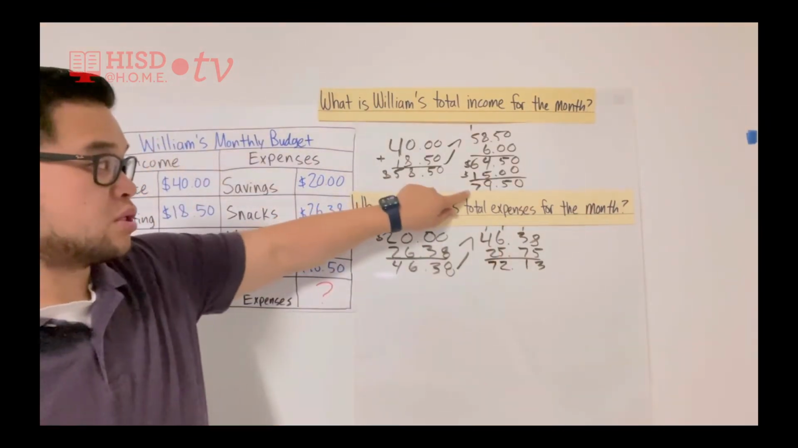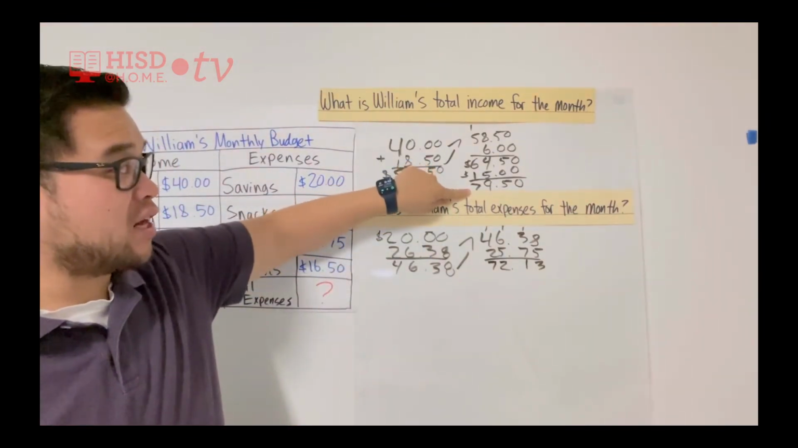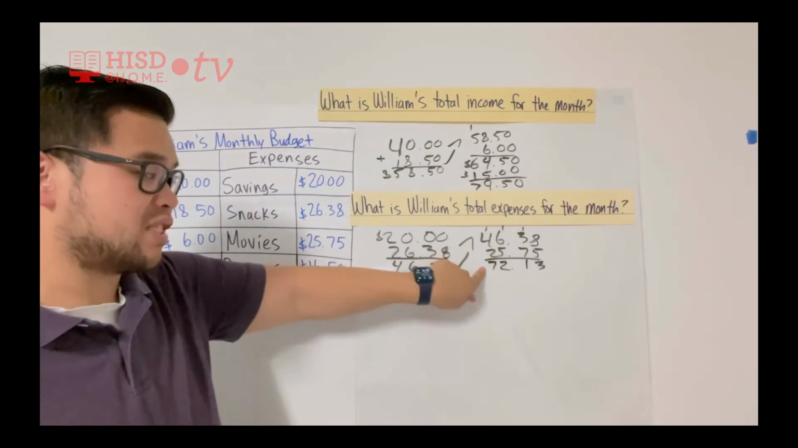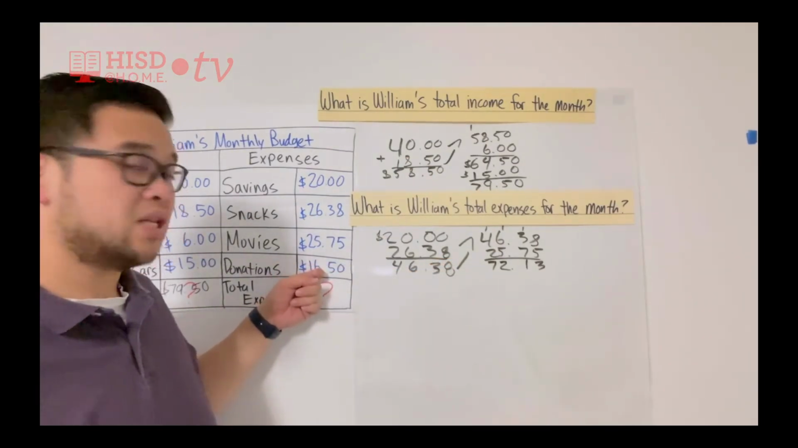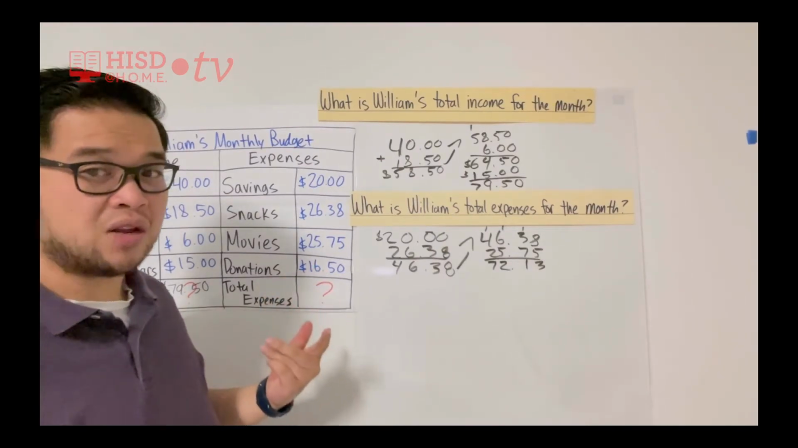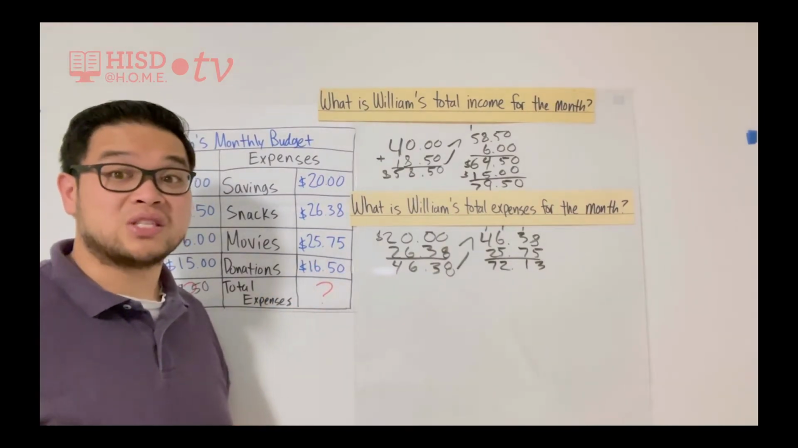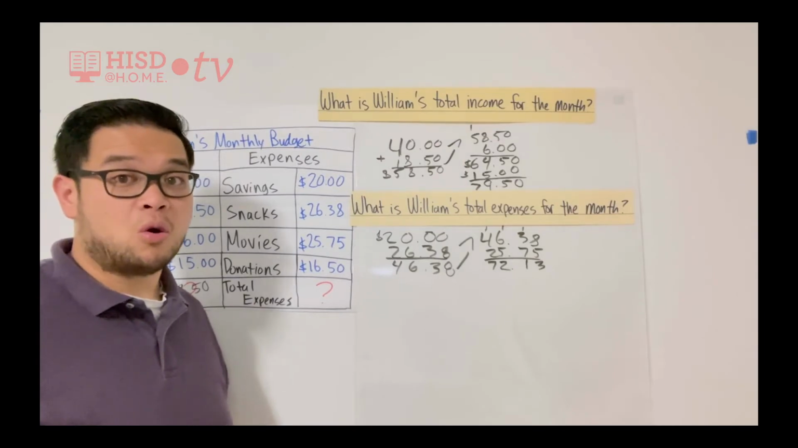Wow, we're really close. So our total income was $79.50. And right now he's at $72.13 of expenses. So he donated $16.50. Let's find out if his expenses are going to be more than his income or if it's going to be less.